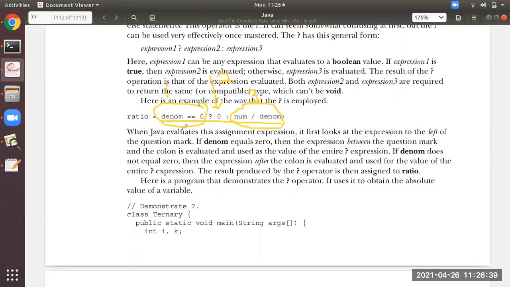If 1 is correct, that is if denom is 0, 0 double equal to 0, the answer will be this second one with the arrow. If denominator is some number not equal to 0, obviously this question mark will give false. So the answer will be 3. Over here now the number gets divided by denominator. I hope you all have understood this.